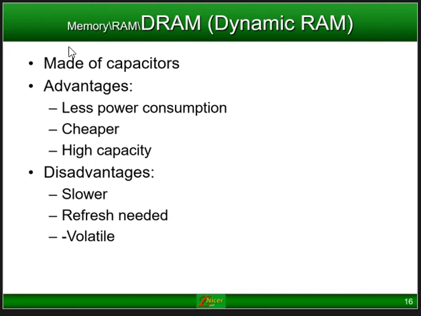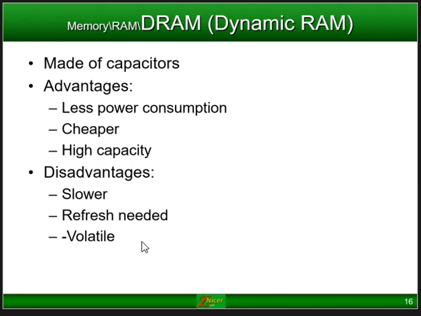DRAM, dynamic RAM, is made of capacitors, so inside it's got capacitors. Let's for instance say a capacitor is charged, it will be storing a 1, and if it's discharged, it will be storing a 0. The advantages: less power consumption, it's cheaper, and you can have a high storage capacity. The disadvantages are that it's slower, it needs to be refreshed constantly, and it's volatile, meaning as before, if you remove the power, everything will be gone.